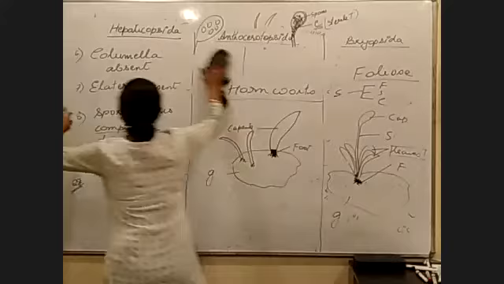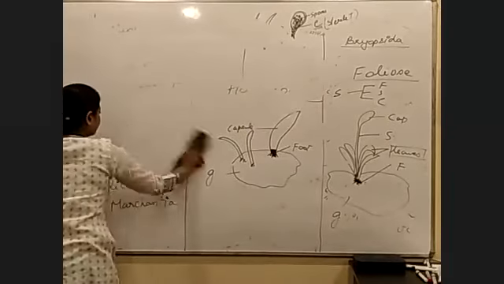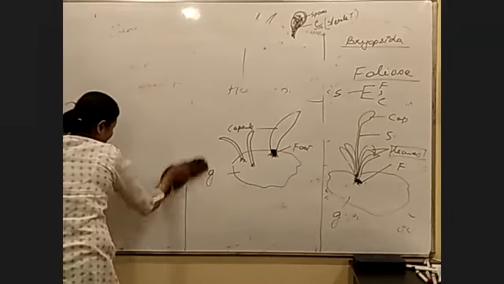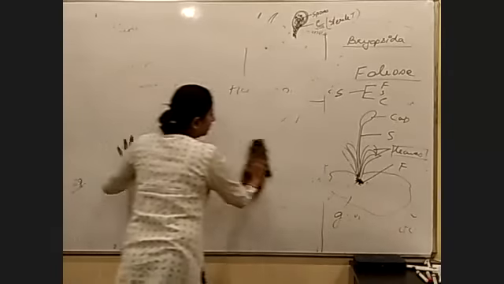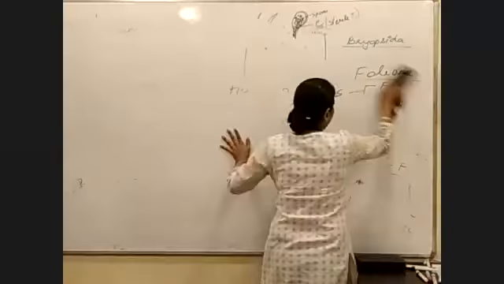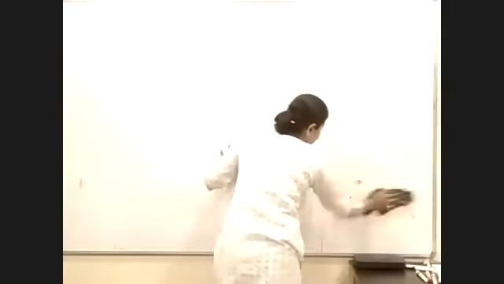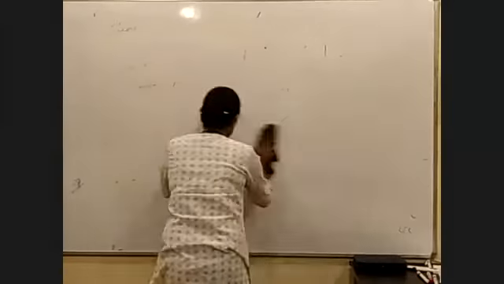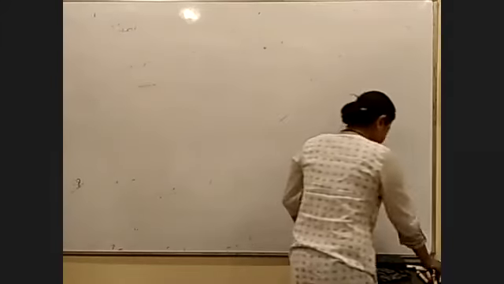Okay. So this was all about the classification of bryophytes. Bryophytes are divided into three classes: Hepaticopsida, Anthocerotopsida, and Bryopsida, or liverworts, hornworts, and mosses. Next.